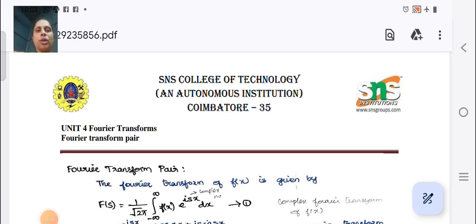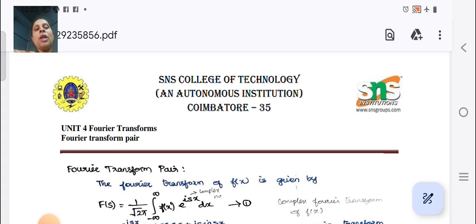Today we are going to see about the Fourier Transform. In this Fourier Transform, we are going to see about the Fourier Transform pair. So in this Fourier Transform pair, the Fourier Transform of f of x is given by capital F of x. We denote it by the symbol capital F of s.